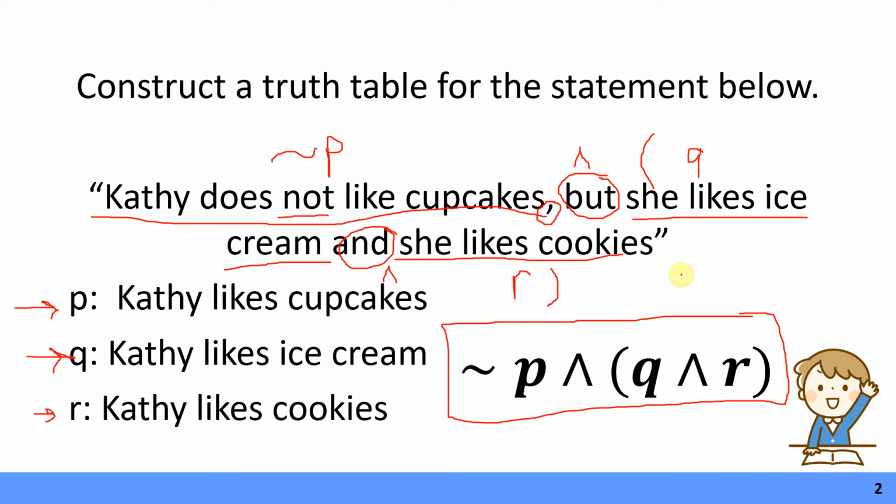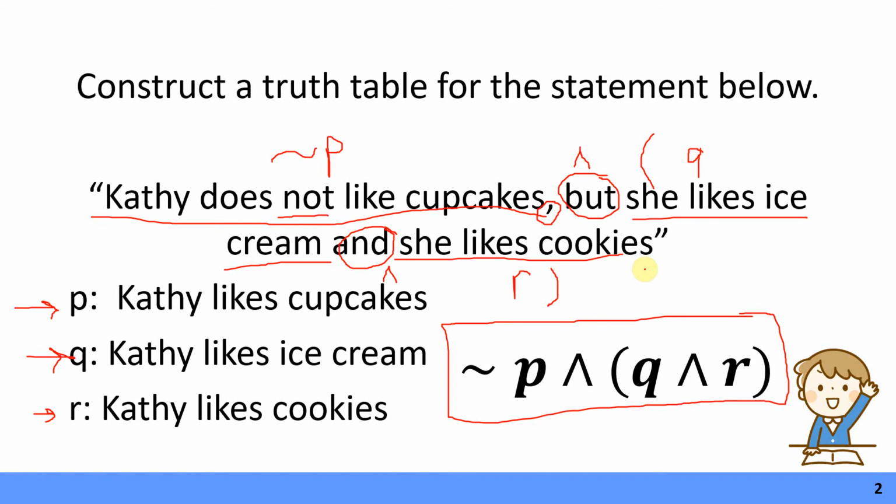So again, the way you do this is you read the sentence and look for little keywords such as not, which is going to represent a negation, and the words but or and, which are going to be represented by a conjunction. We don't have one here, but if the word or had showed up, we would have replaced it with a disjunction. So just be ready for those. Okay, now here comes the fun part.